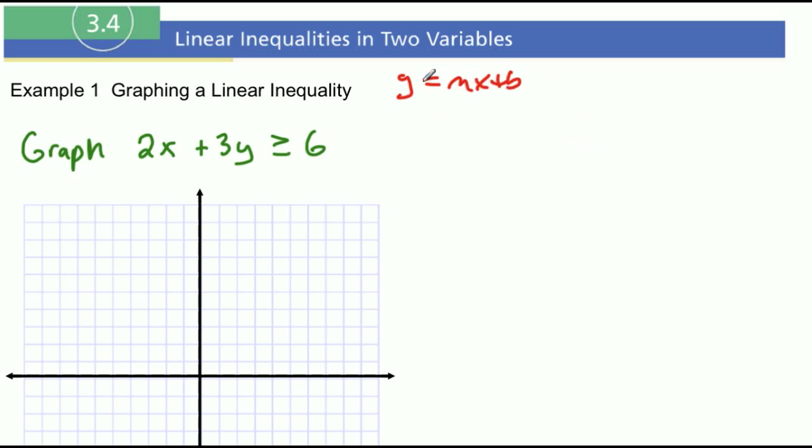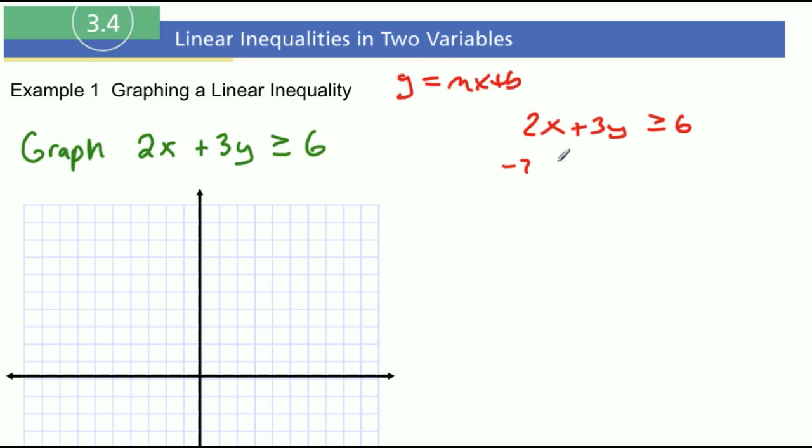The only difference is that we don't have an equation, we have an inequality. So instead of y equals, it'll be y is greater than or y is less than. So let's write this in slope-intercept form by solving for y. I'm just going to rewrite this right here. Alright, so let's solve for y now.